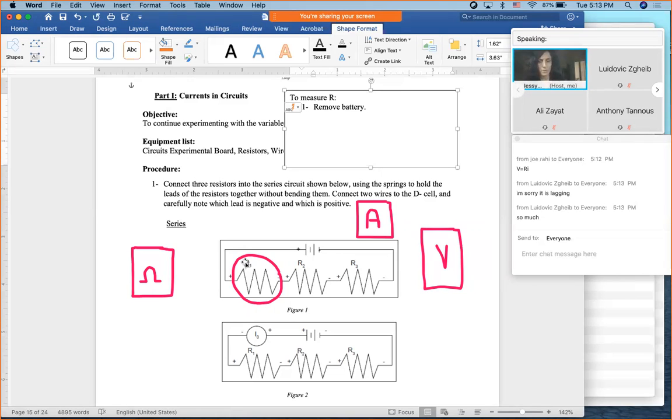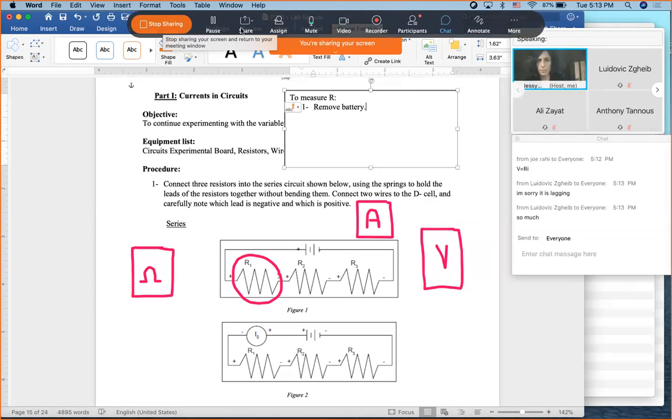I am lagging, you're saying I'm lagging, so I'm going to put my camera off for a few minutes. Probably I am lagging, yes. So probably things are going to be better now.